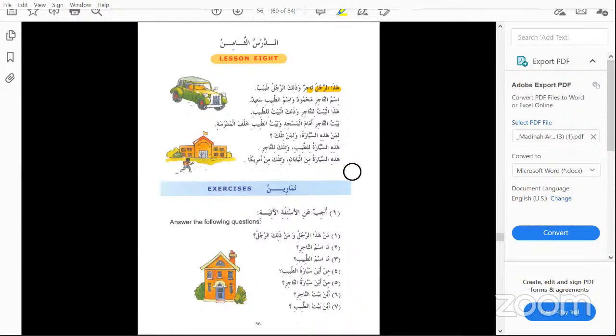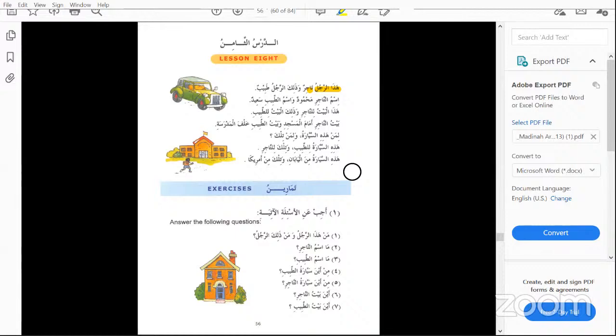Hazar rajulu tajirun. This man is a merchant. Wazalika rajulu tabibun. And that man is a doctor. Ismut tajiri Mahmudun. This merchant's name is Mahmud. And Ismut tabibi Saeedun. And the doctor's name is Saeed. Hazal Baitut Tajiri. This house belongs to the merchant. Wazalikal Baitu Lit Tabibi. And that house is for the doctor.